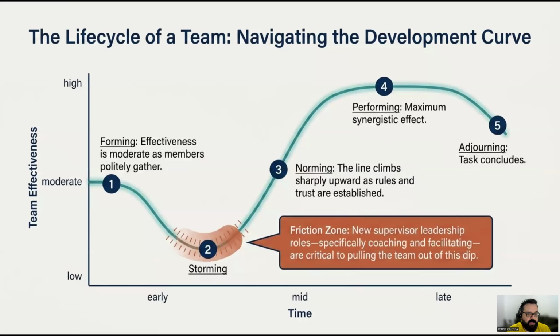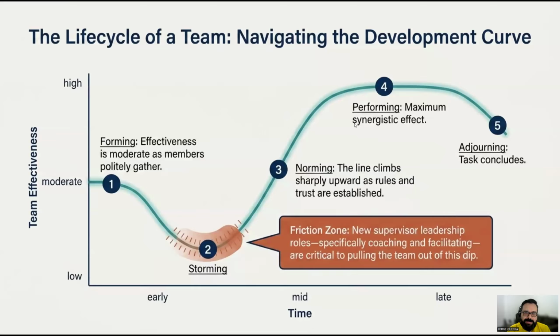But if you get through that, there is a stage we call norming, where the rules are being accepted and there's trust that develops. And there's more effectiveness, right? As you can see here, the line goes up and we achieve a higher effectiveness, right? These norms, these rules are being adopted. And then we get to four, right? Stage four, which is the high performing stage, which has very high productivity.